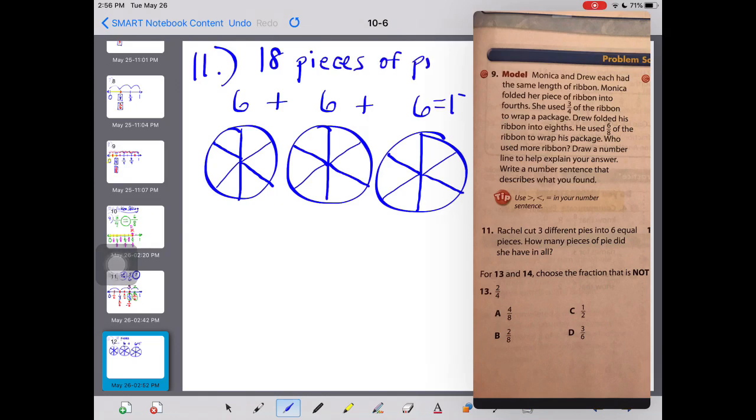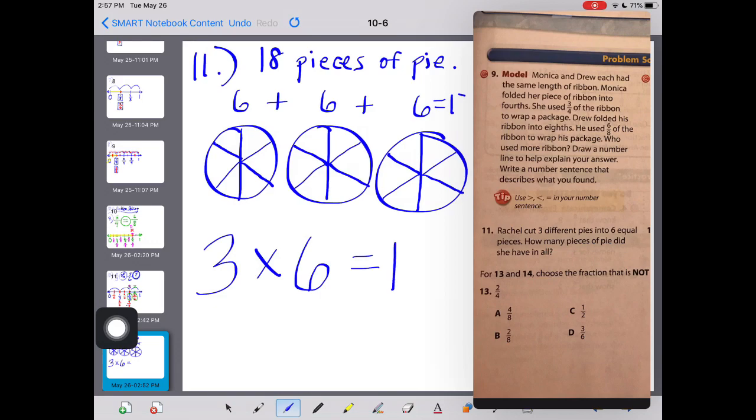pieces of pie. Okay? Now, some of you may also be seeing this and saying, this is a multiplication problem. Check it out. I have 3 pies. And each of the pies have 6 pieces in them. 3 times 6 equals 18. That would be the one ultimately I would love to have had you do to show that. But once again, addition works too, right? So either which way, you're correct.